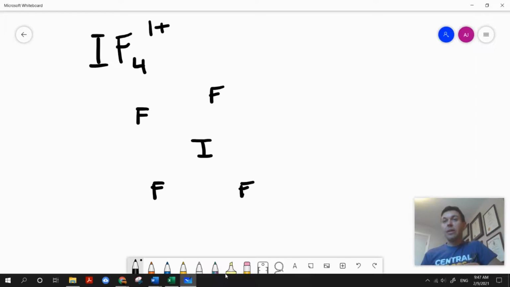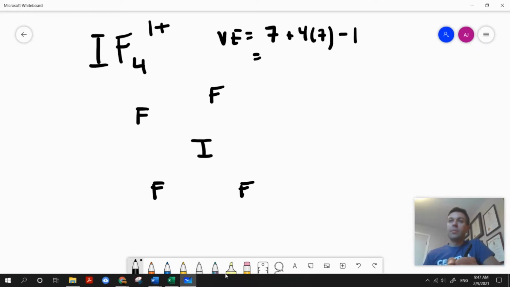So our first step is complete. We have our central atom with our 4 terminal atoms distributed around that central atom. Now let's count the total number of valence electrons. We have 1 iodine, which has 7 valence electrons, and 4 fluorines, which also have 7. But this has a charge of 1+, so this molecule has lost one of those valence electrons, so we're going to subtract 1 from the total. So we have a total of 34 valence electrons.